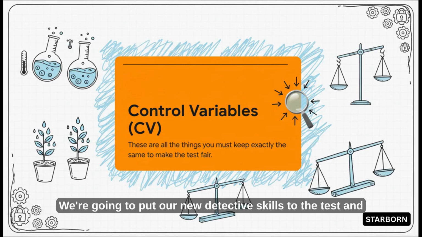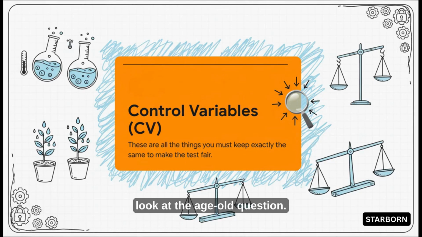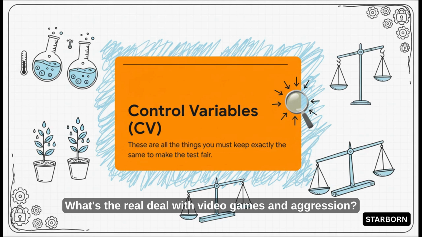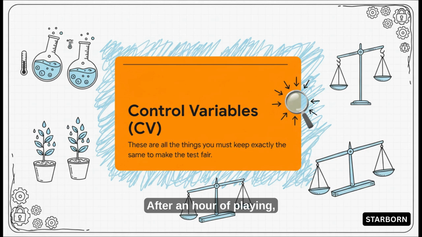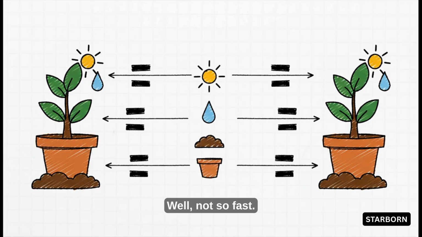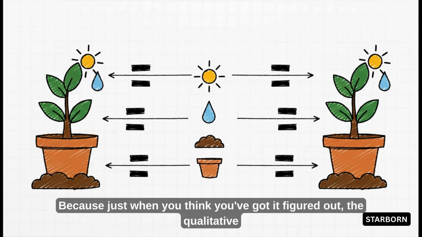And finally, and you guys, this is so important, we have the control variables. These are all the other things in your experiment that you have to keep exactly the same. They are the key to making sure your test is fair, that it's reliable, and that someone else could do the exact same thing and get the same result. I like to call these the fairness police.